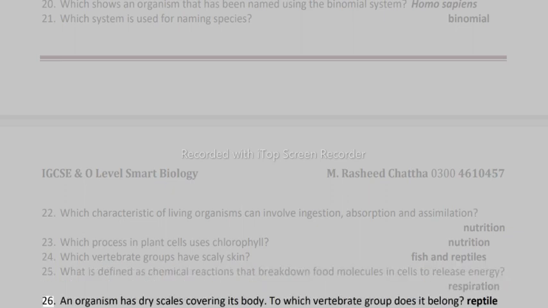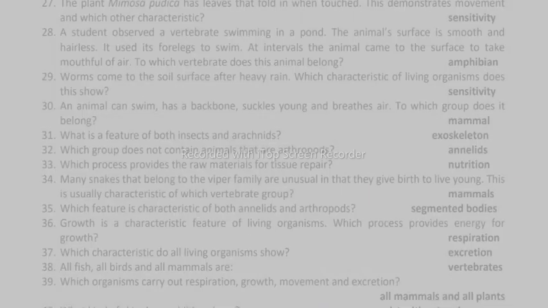Respiration. 26. An organism has dry scales covering its body. To which vertebrate group does it belong? Reptile. 27. The plant Mimosa pudica has leaves that fold in when touched. This demonstrates movement and which other characteristic?